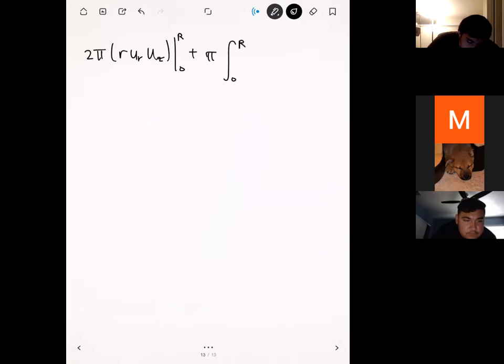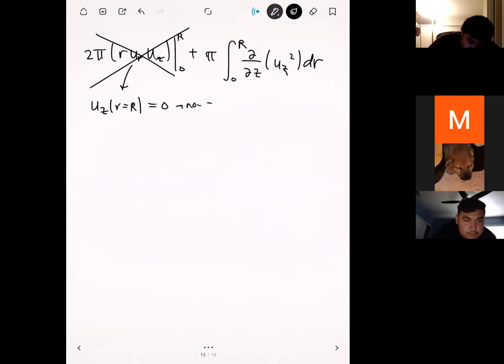And so we have pi times the integral from 0 to R of partial Z of U Z squared dr, okay? And then what you'll see from this integral here is that it completely goes to zero, right? Because we know that uz at r equals R is equal to zero, and this was our no slip boundary condition. And also when we plug in zero for big R, this also goes away.